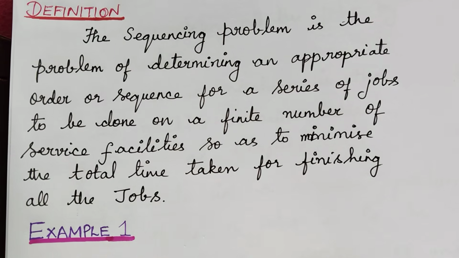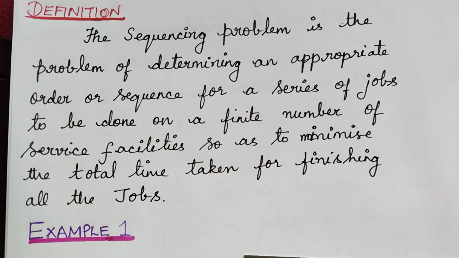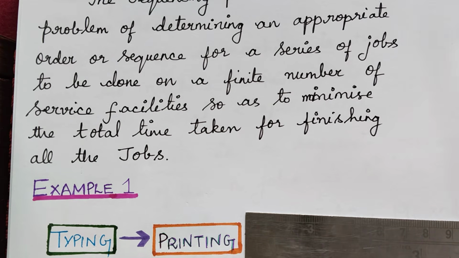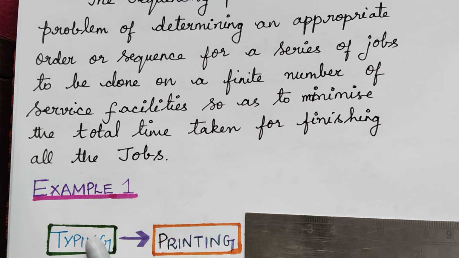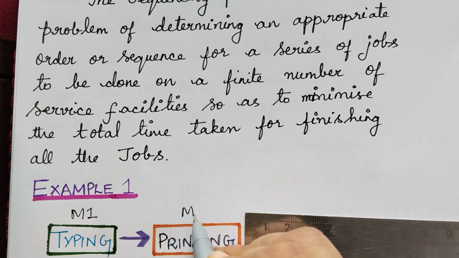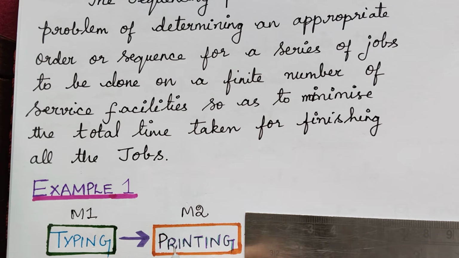Now, first we have the example of publishing a book. If we want to publish a book, the first work will be the typing of the book and then printing of the book. So, if we consider the typing as machine 1 and printing to be done under machine 2, this will be the order, because we cannot go to printing first without typing the book. So, first we have to type and then we have to go for printing. This will be the order of the machines that we will be using.